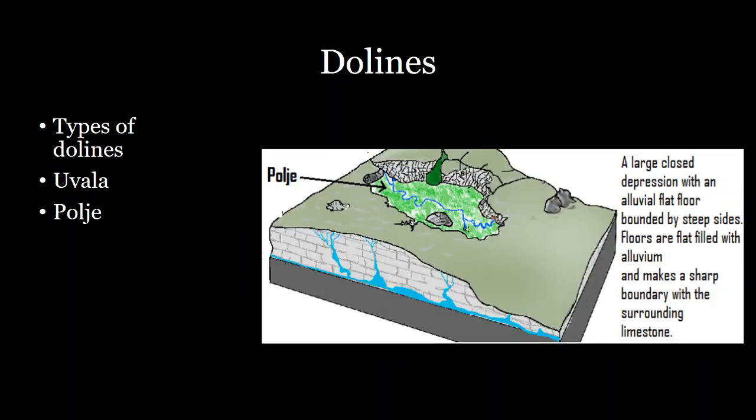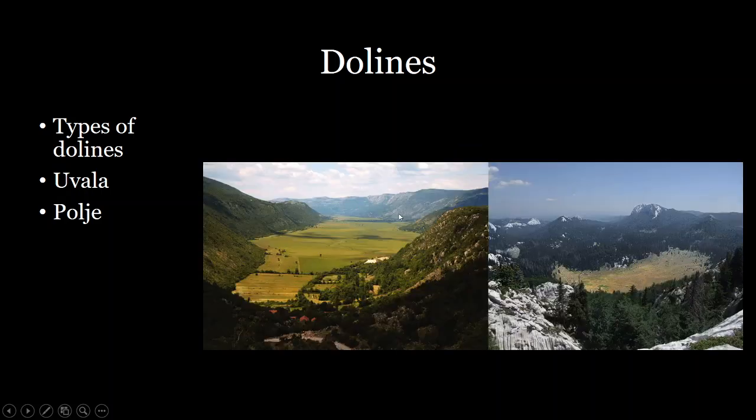As uvalas get even larger, we can form a polje. So this is an entire valley that's taken up by an uvala. So it's a depression with a flat floor caused by the collapse in limestone topography. And so, for example, we see these big valleys here surrounded by limestone cliffs as well. And so this entire valley is formed as you have sinkholes and dolines coalescing, forming uvalas, and they get even larger and fill up this entire valley area.